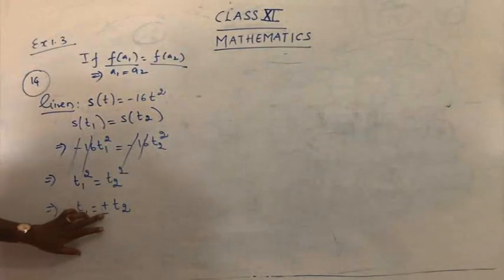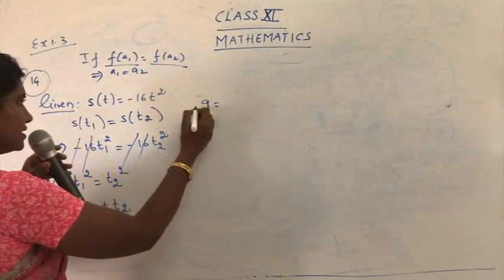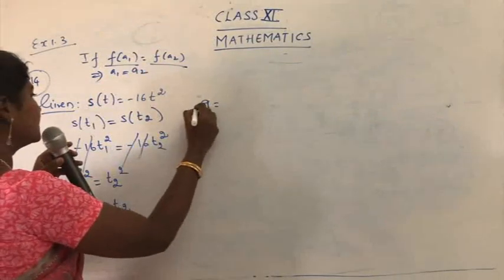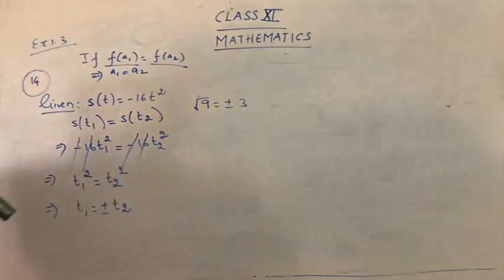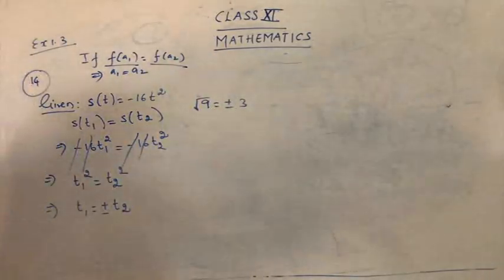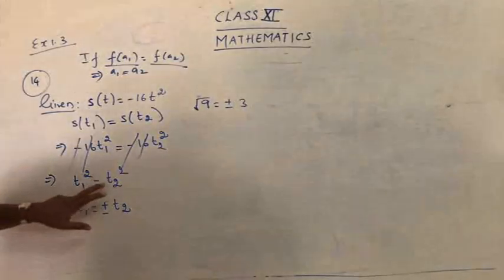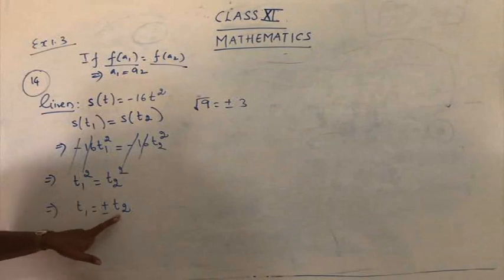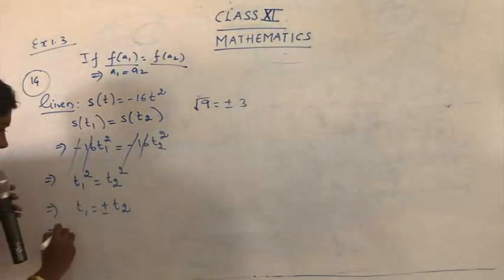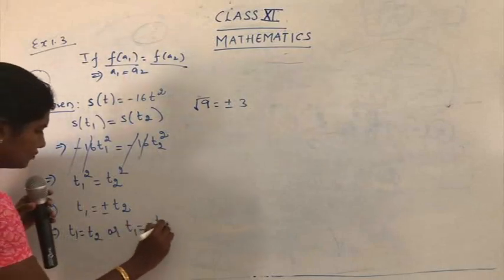This type of symbol is clear to you, yes? If you have a square of 3, the square root of 9 can be expressed as plus minus 3, since 3 3s are 9. So T1 squared equals T2 squared, and we are just taking the square root on both sides. So T1 is equal to plus minus T2. This implies T1 is equal to T2 or T1 is equal to minus T2.